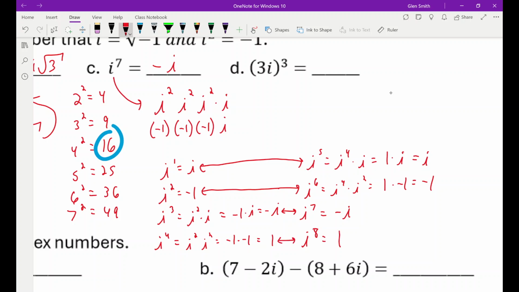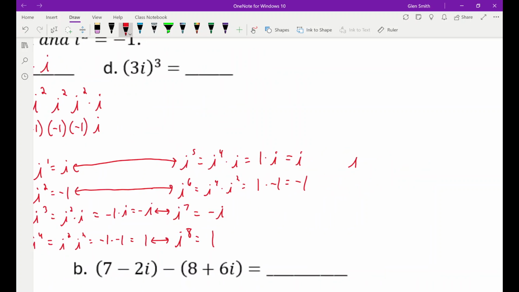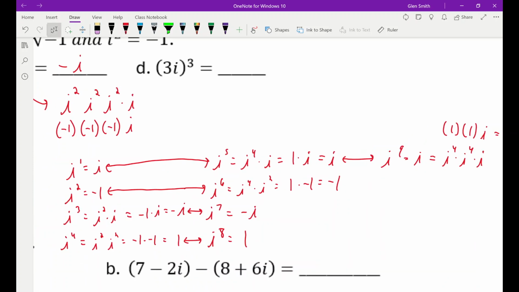And you keep going, i to the 9th, i to the 10th. So like i to the 9th is the same thing as i. And that's because, again, that's really i to the 4th times i to the 4th times 1 more i. But each of these i to the 4ths are just 1s. So it's 1 times 1 times i, which is just i. Okay, so you might see that pattern too.